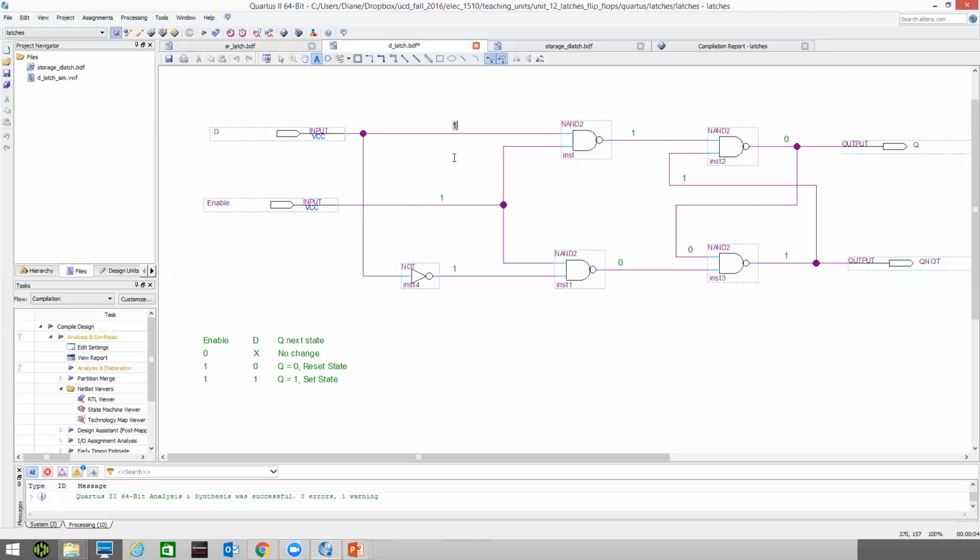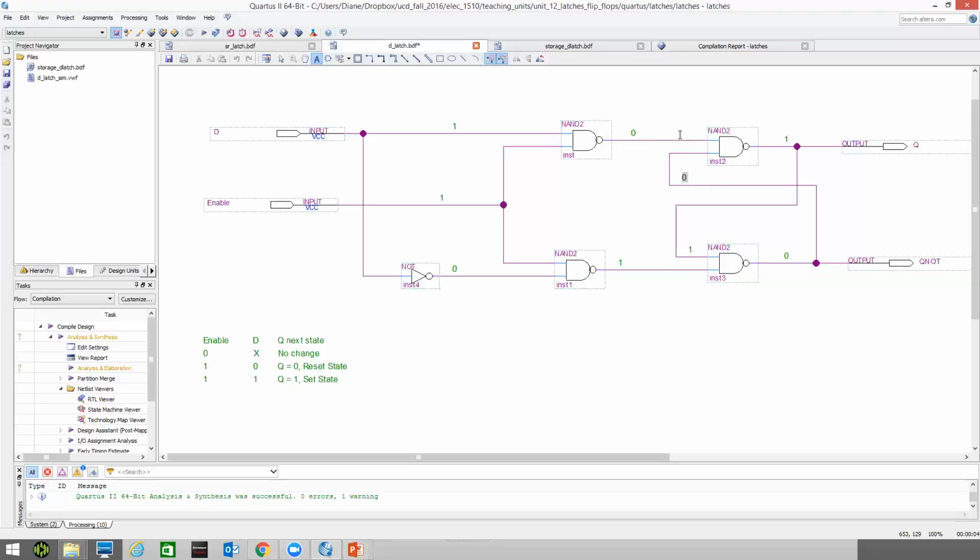Similarly, if D becomes a 1, D not becomes a 0. Right? So 1 ANDed with 1 gives us a 1. Inverted gives us a 0 here. 1 ANDed with 0 here gives us a 0. Inverted gives us a 1 here. Right? So 1 ANDed with 0 gives us a 0. Inverted gives us a 1, so we have a 1 here. 1 ANDed with 0 gives us a 0. Inverted gives us a 1. That drives this to a 1. 1 ANDed with 1 gives us a 1, but inverted gives us a 0. Right? Causing this change to happen here.